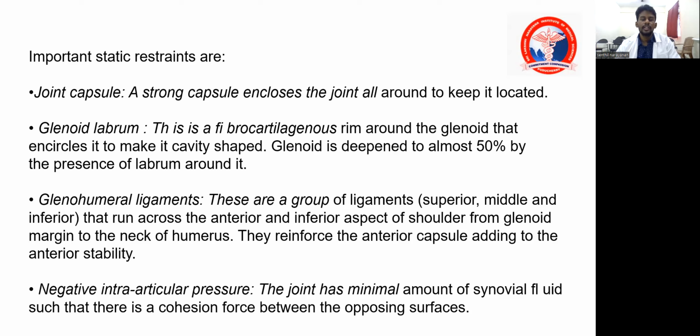They run across the anterior and inferior aspect of the shoulder from glenoid margin to the neck of humerus. They reinforce the anterior capsule and add to the anterior stability of the shoulder. There is a negative intra-articular pressure. The joint has a minimal amount of synovial fluid such that there is a cohesion force between the opposing surfaces. So the static restraints are the joint capsule, labrum, ligaments, and negative intra-articular pressure.